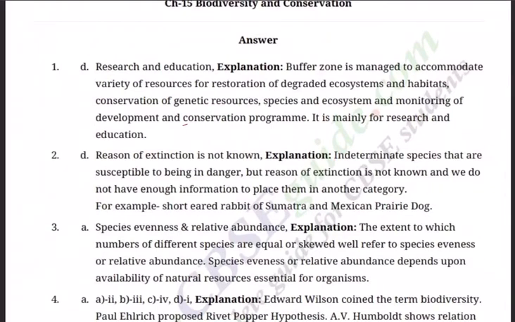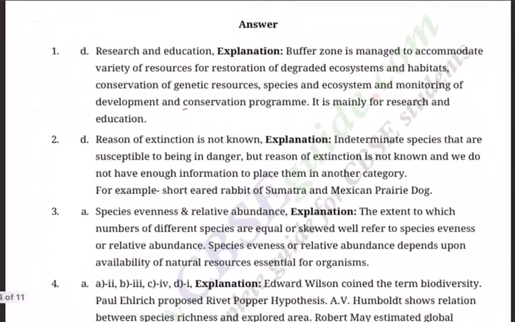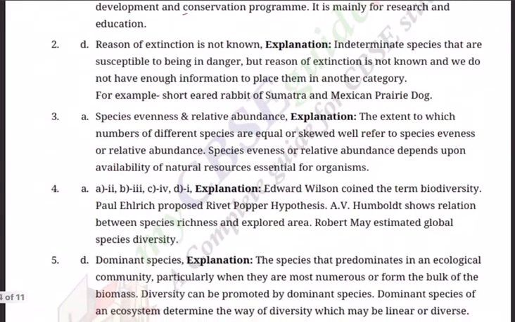And then question 2, we said answer D, reason of extinction is not known. Indeterminate species are those that are susceptible to being in danger, but reason of extinction is not known, and we do not have enough information to place them in another category. For example, short-eared rabbit of Sumatra and Mexican prairie dog.